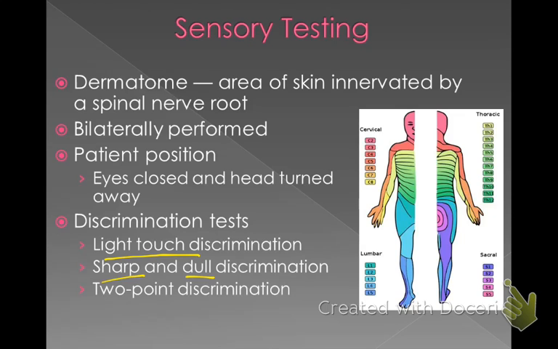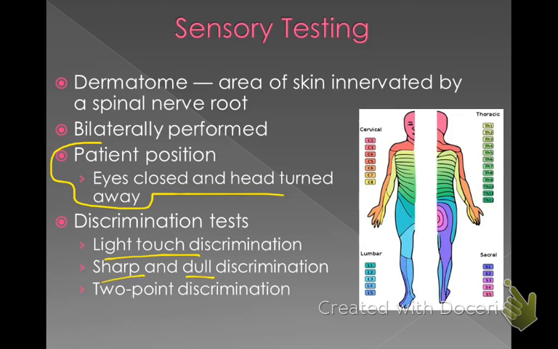It really is what we're trying to get at when we assess the dermatomes within the lower extremity. So it's important that it's performed bilaterally. You're going to do the uninjured side first, and the injured side second. And then the biggest component to this is the patient positioning.